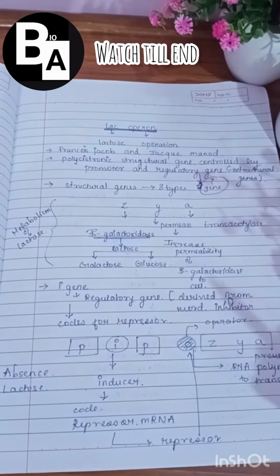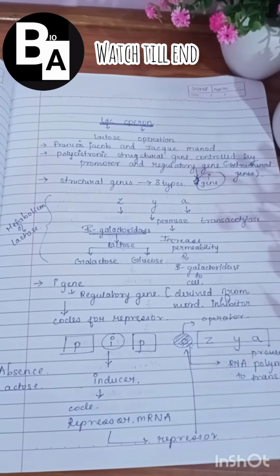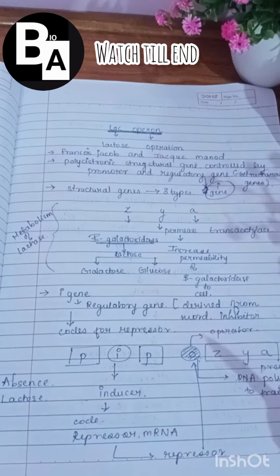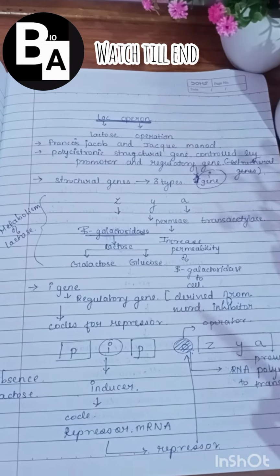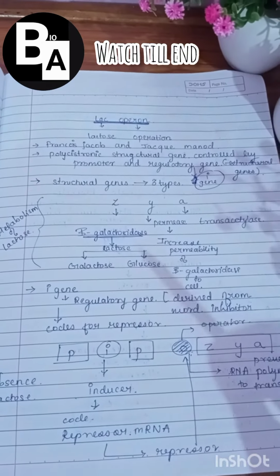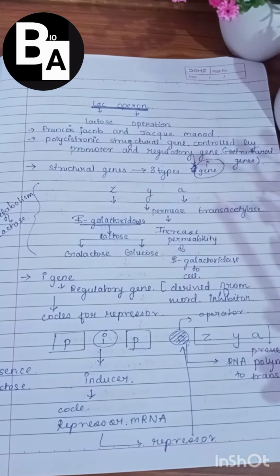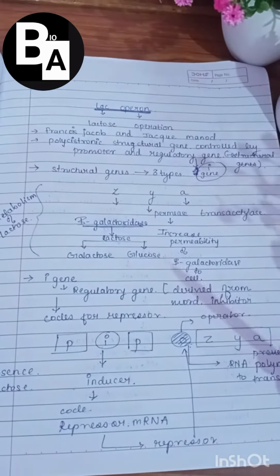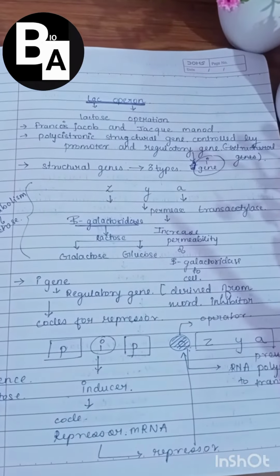So in this video, we are going to talk about the most important topic, that is Lac Operon. Lac stands for the lactose, operon stands for the operation. Here, it was first discovered by Francois Jacob and Jacques Monod. It is a polycistronic structural gene which is controlled by a promoter and a regulatory gene.